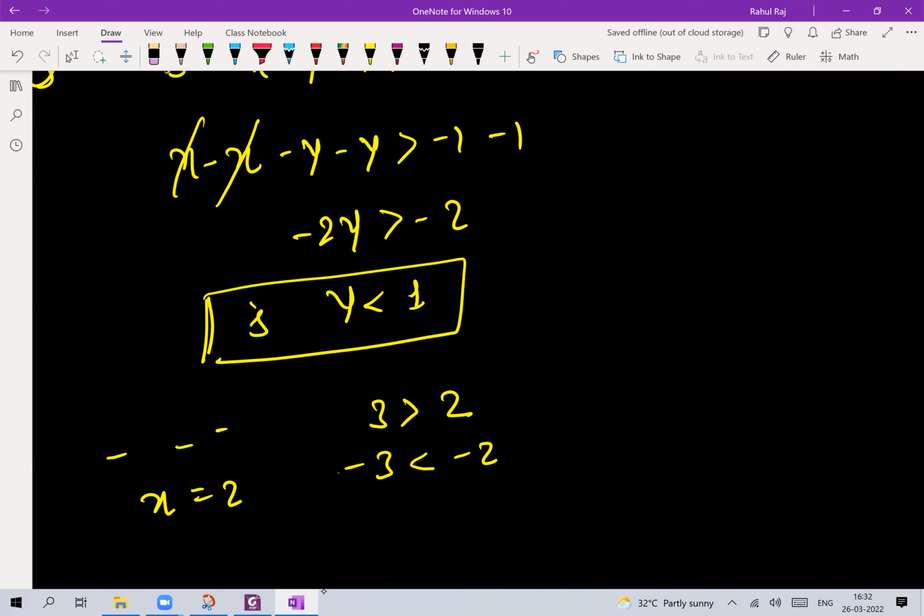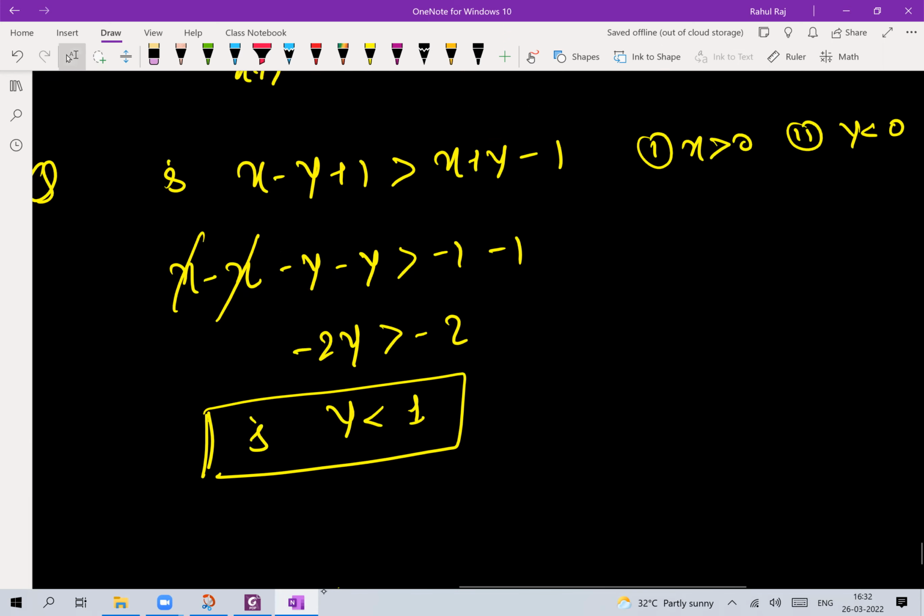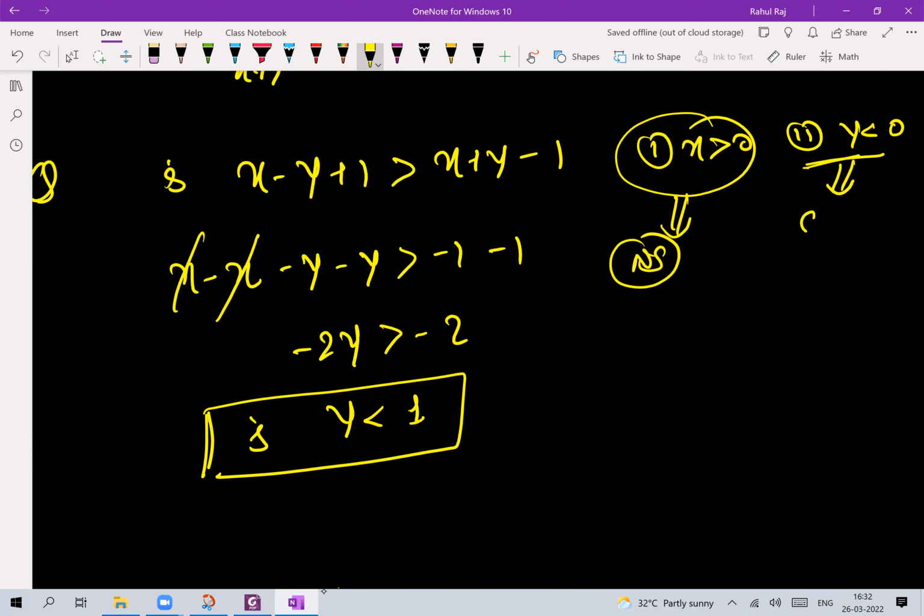Is this clear? Now my statement says what? Option number 1 says x is greater than 0. This is none of our business at all. My question is, is y less than 1? Not sufficient. Option number 2 says what? Y is less than 0. If y is less than 0, y is surely less than 1. Sufficient. That's it. So B is the answer.